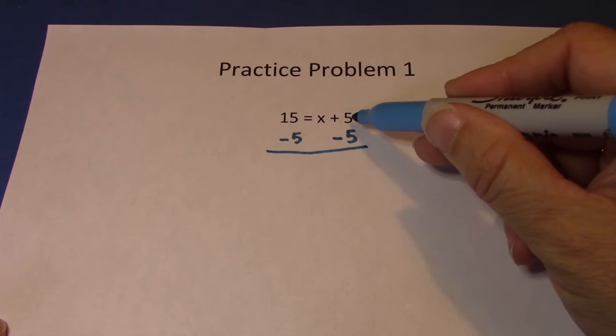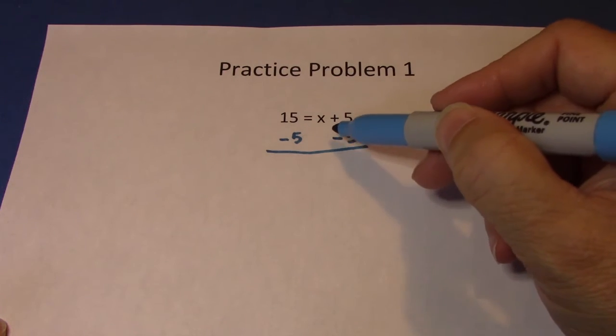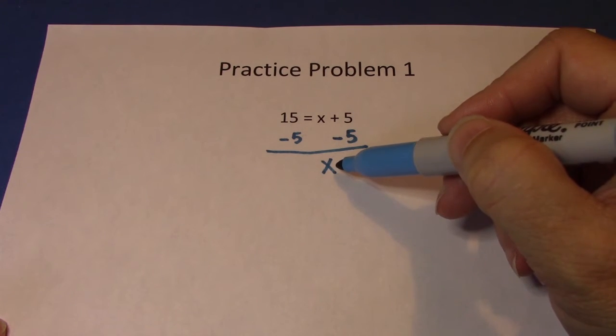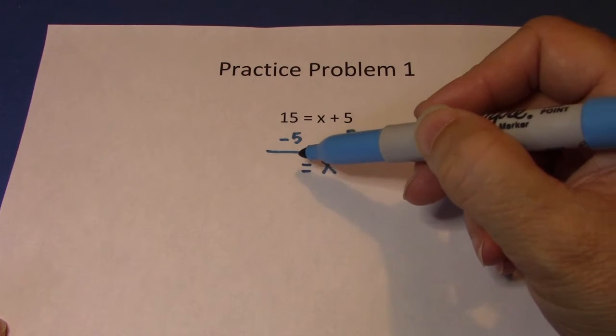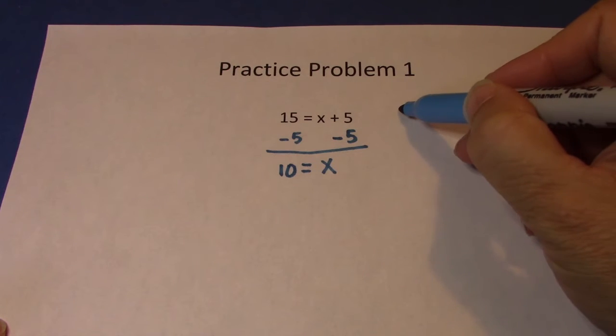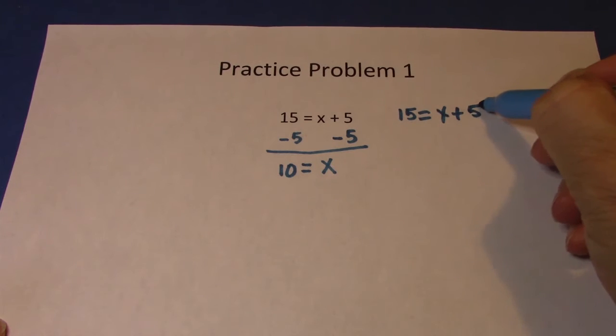Instead of adding 5, we'll do the opposite. We'll subtract 5. That means that on this side, x plus 5 minus 5 leaves us with just x. And over here on the left, we have 15 minus 5. That's 10.